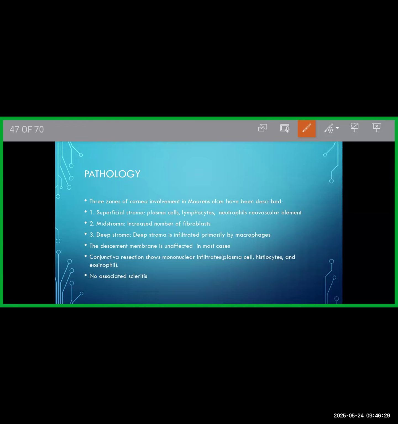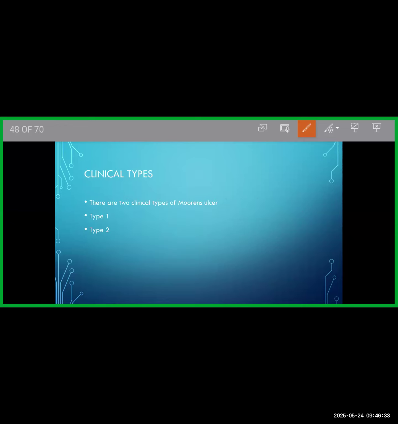Morin's ulcer usually does not have associated keratitis, as is seen in PUK. Now there are two clinical types of Morin's ulcer, type 1 and type 2. Type 1 is usually unilateral, with mild to moderate symptoms.